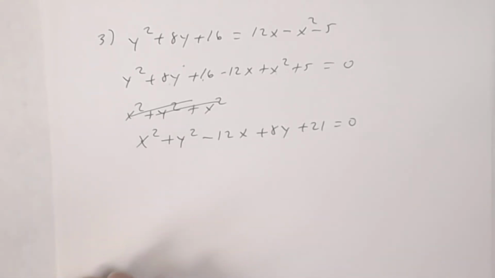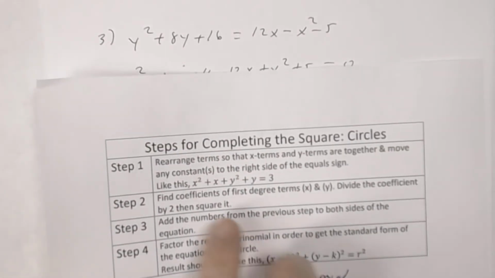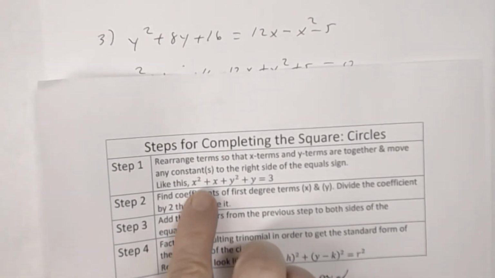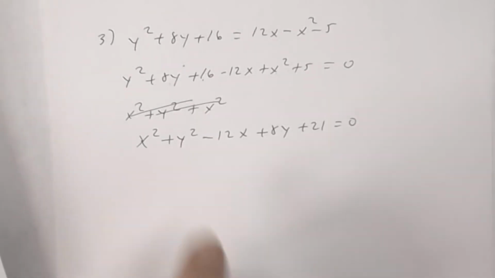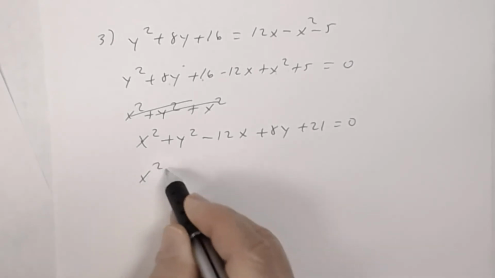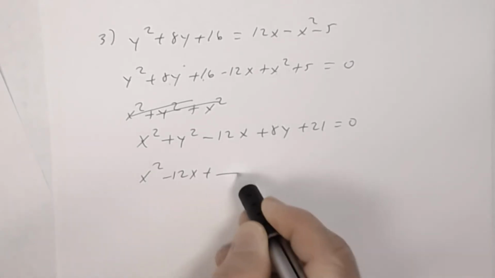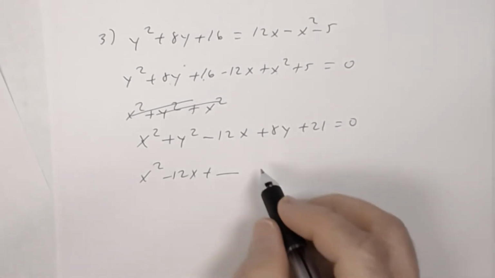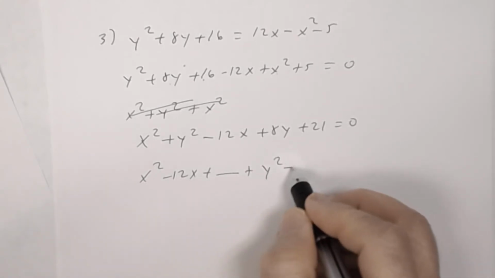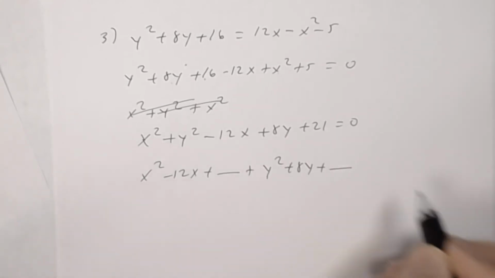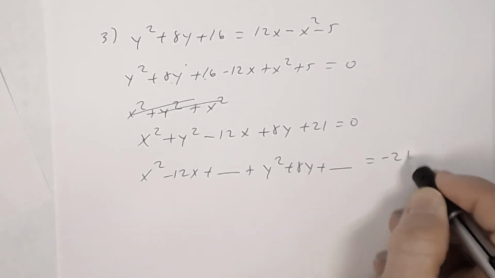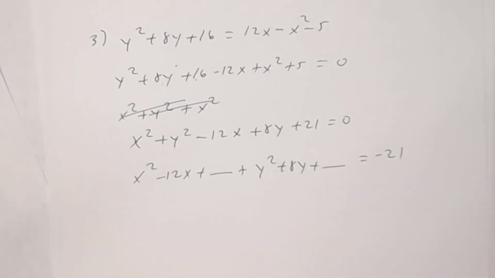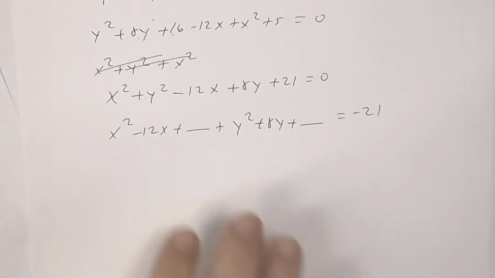So now I can go ahead and do those steps. All right, so remember step one. Step one is to group your x's together, group the y's together, which we did not do yet. So I'm going to get x squared minus 12x plus some number, right? So we'll go ahead and leave a space there, plus y squared plus 8y plus some number, leave a space there, and let's subtract 21 from both sides, so that's going to be minus 21. Okay? All right, so that was step one.